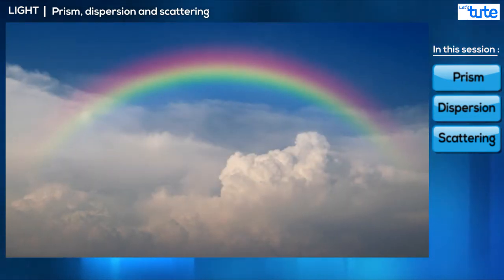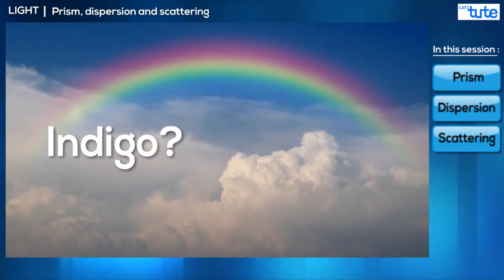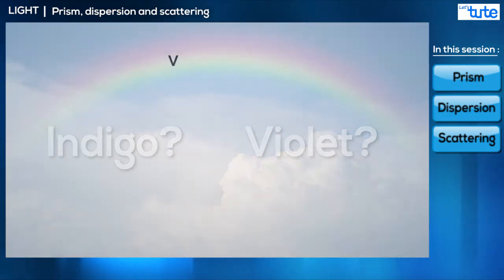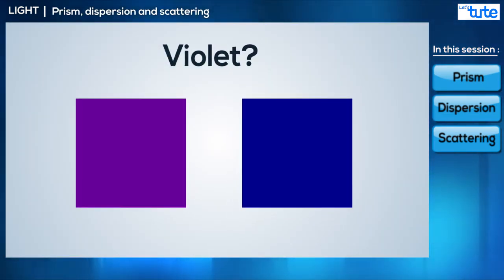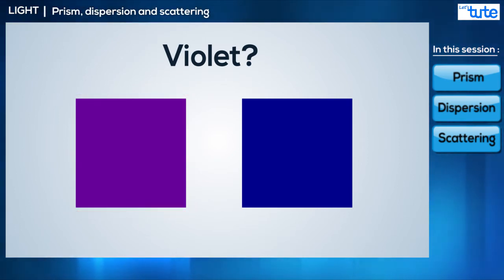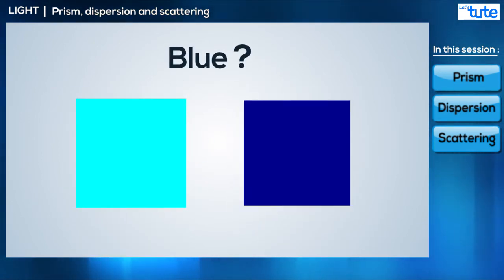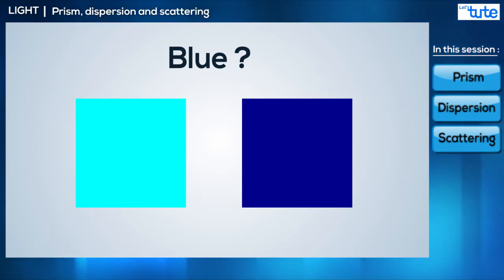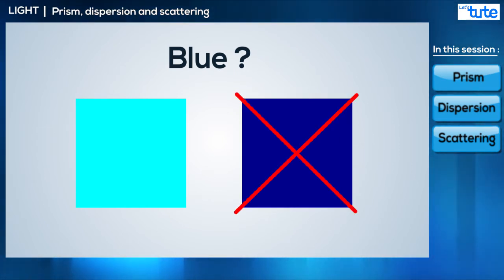But wait, what color is indigo? And where is violet in the rainbow? Violet is in the rainbow, just not the violet we know and love. What Newton and everyone back then called violet is what nowadays we call dark blue or just blue. So what did he call blue? The color he called blue is now what we call cyan.